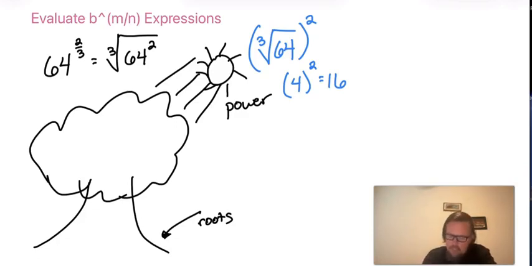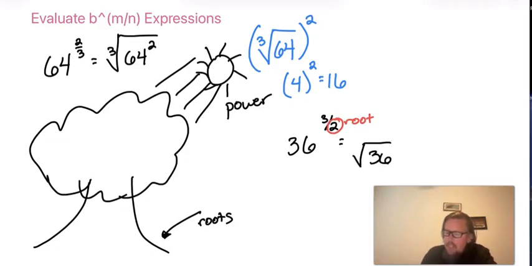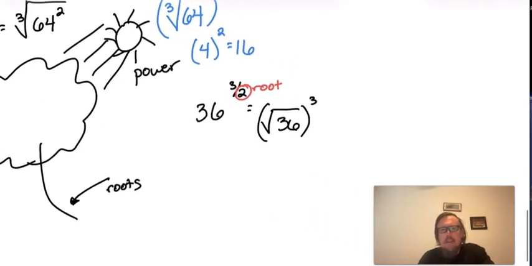Okay, so let's try another one. Let's try 36 to the 3/2 power. Okay, so the root is at the bottom. So this is going to be a square root. So it'll be the square root of 36 to the third power.